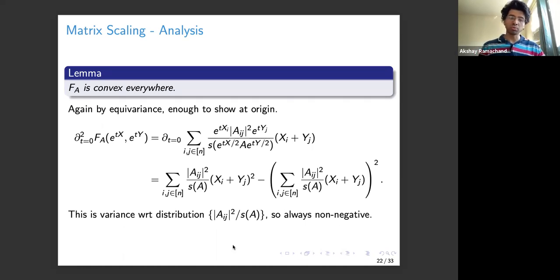It's not particularly important what the formula is. It's just that this is non-negative if you view the function as a variance of x_i plus y_j with respect to the distribution defined by these entries, right? So this is E of X squared minus E of X, whole squared, right? So that's the variance of a function. That's always non-negative, right? So at any point in any direction, this second derivative is non-negative. Cool. So that means, since by the trick to shift to the origin, this function is convex everywhere. So we've shown that the critical points are doubly balanced scalings and the function is convex everywhere, right?